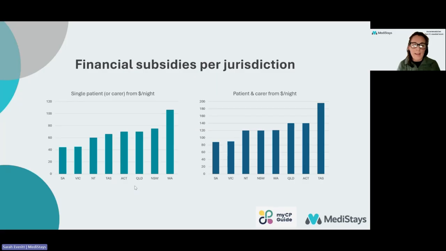So if you're living with CP and you need to travel from a country area in Victoria to a hospital in the city, your subsidy will be $45 a night. For anyone who has stayed in Melbourne in recent times, you probably can't find a hostel for $45 a night, perhaps not even a car park near a big hospital. So whilst it is supportive, some of the other states provide far more subsidies for their communities. The graph on the right is for a patient and a carer. And if you're travelling with a child, this usually covers both parents.